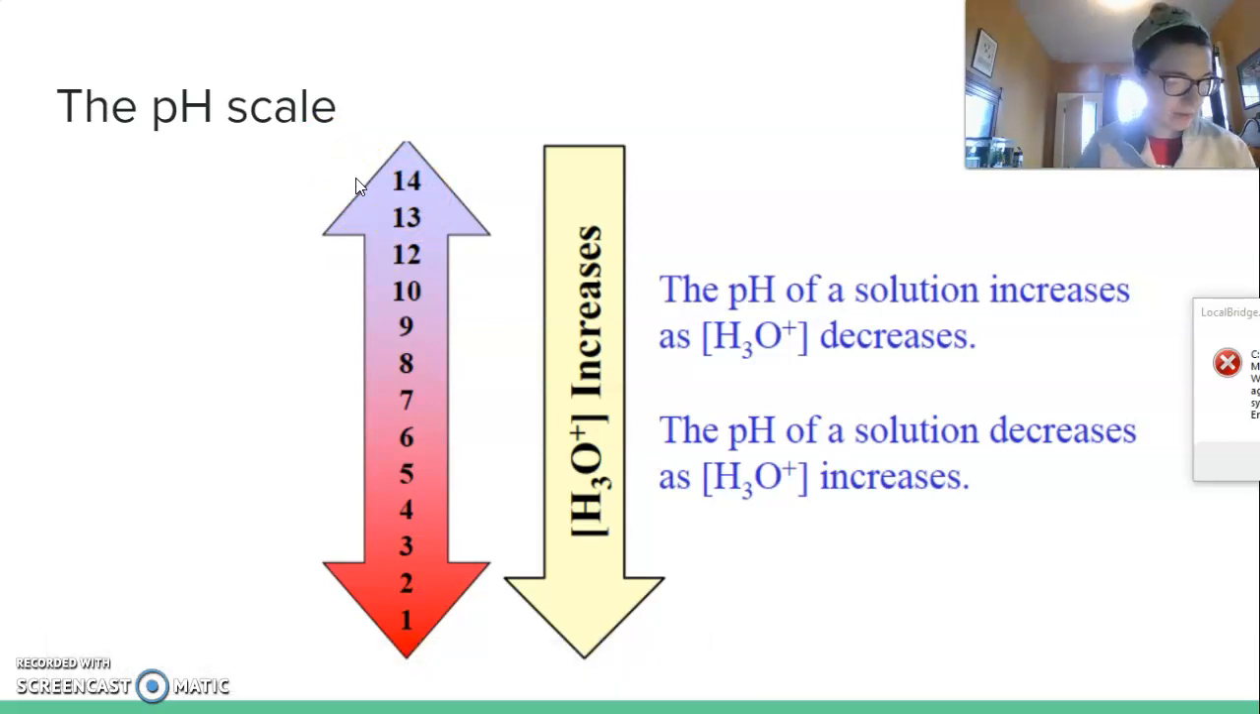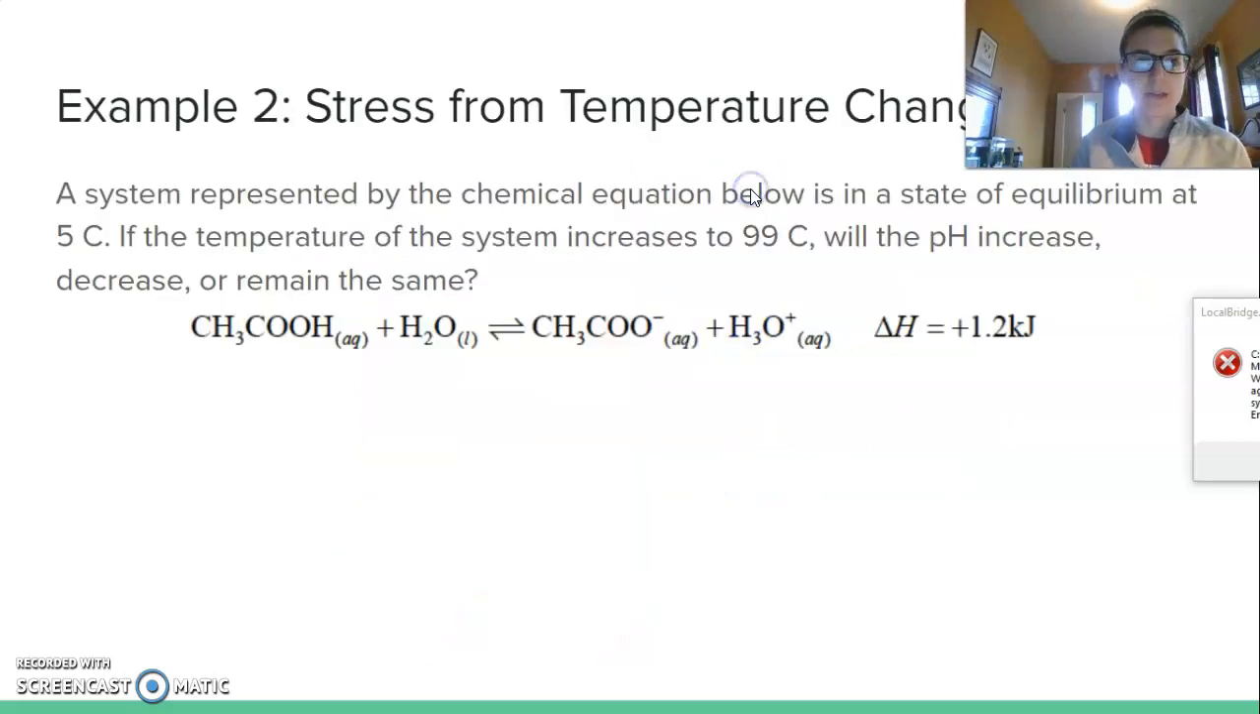So we can also, through Le Chatelier's principle, predict the effect that a stress will have based on the color of the solution and the pH scale. So in this example, we have a temperature change where we have a system represented by the chemical reaction below. It's in a state of equilibrium at 5 Celsius. If temperature increases to 99 Celsius, will the pH increase, decrease, or remain the same?